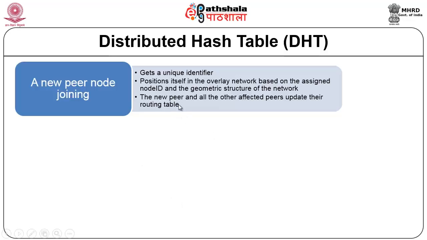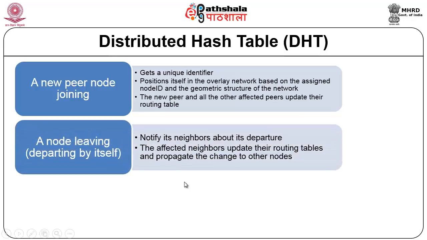So the new peer node and all other affected peer nodes will be updating their routing table. The new peer node will have a routing table and the other peer nodes will be updating only the affected peer nodes, not all peer nodes will be affected. Now what happens when a node leaves? As we can understand, this consistent hashing mechanism does what? It allows us to redistribute the keys without affecting the whole network.